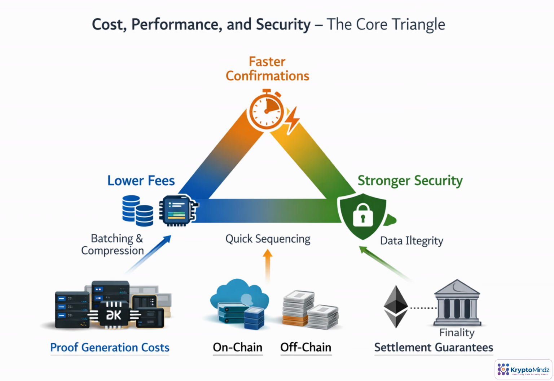ZK-rollup design often comes down to a triangle: low fees, fast confirmations, and strong security. Users want all three, but teams rarely maximize them at the same time. Lower fees come from batching, compression, amortized proof costs, and sometimes cheaper data availability. Faster UX may come from sequencers or pre-confirmations before Ethereum finality. Stronger security usually means more conservative data and settlement assumptions. The key is to separate what feels confirmed quickly from what is finally secure.